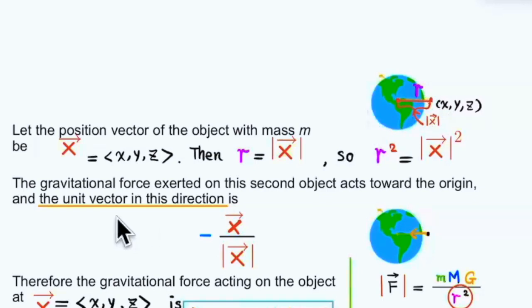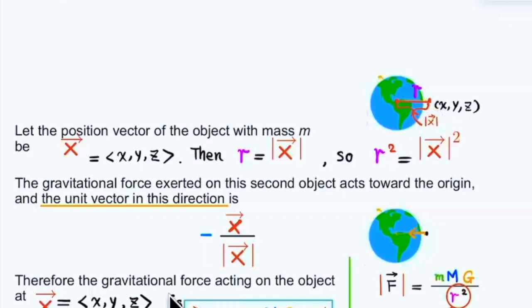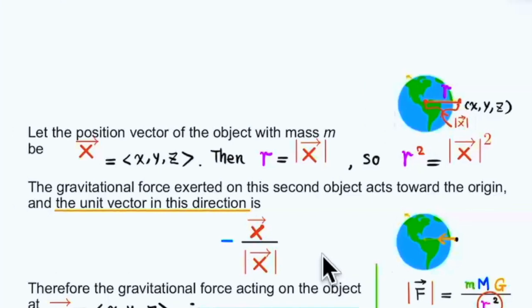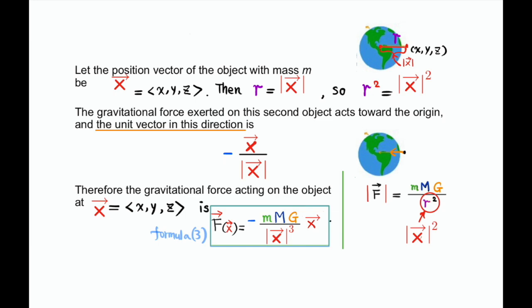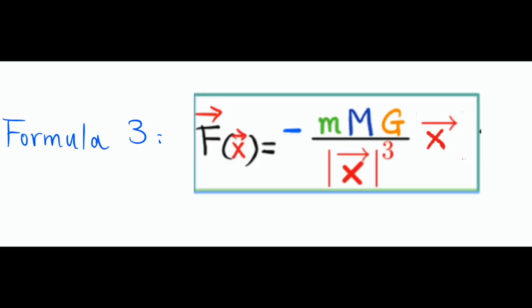Well, what's the unit vector in this direction? The unit vector in this direction is going to be, we take this position vector and then divide by the magnitude of the position vector. And why is it negative? I think it's because it's pointing this way to the center of the Earth. So it has a negative sign here because of gravity, right? Therefore, the gravitational force acting on the object at this position vector x is given by this formula 3.